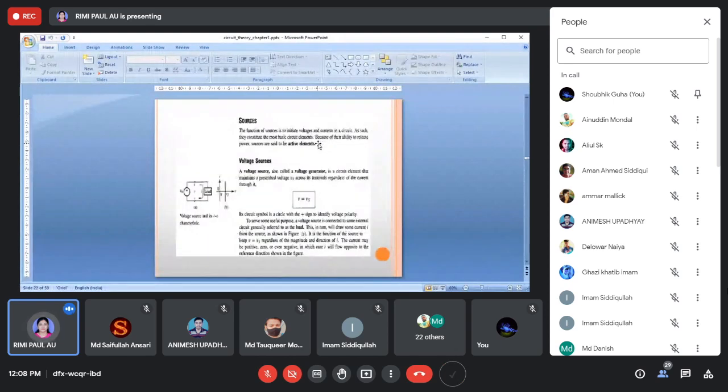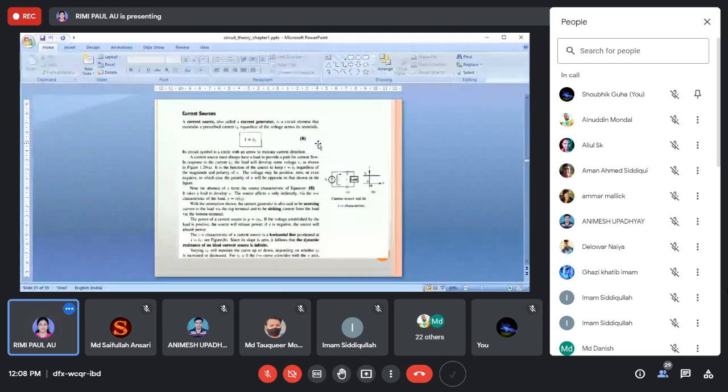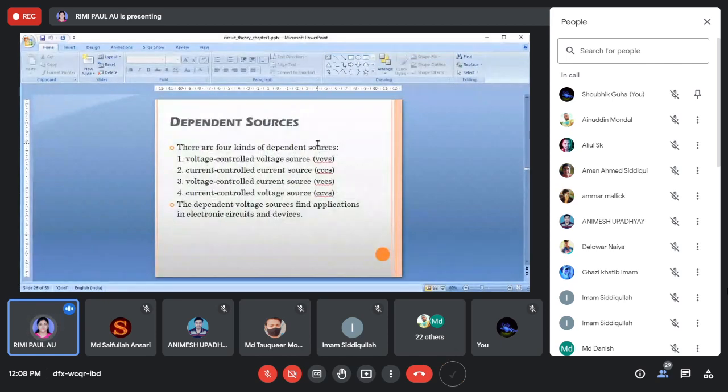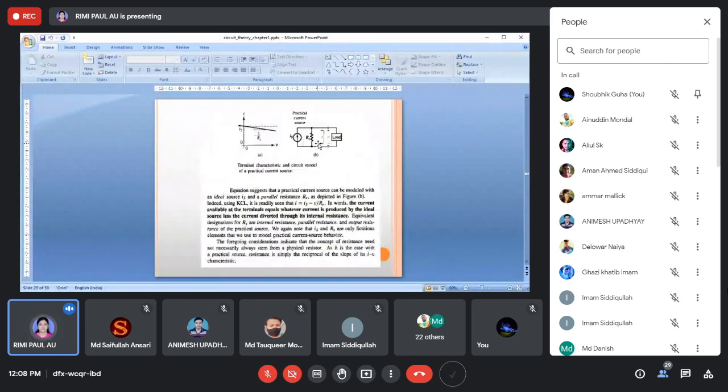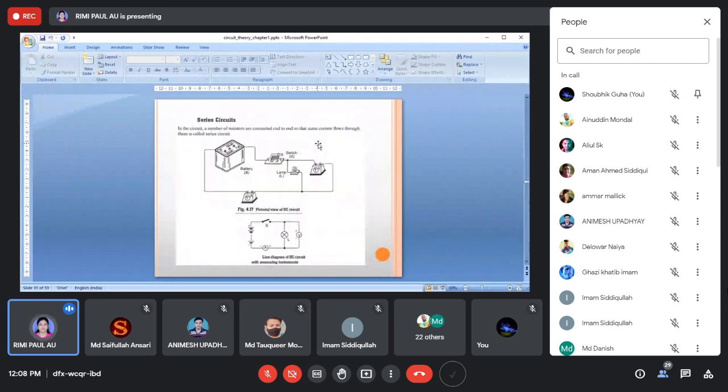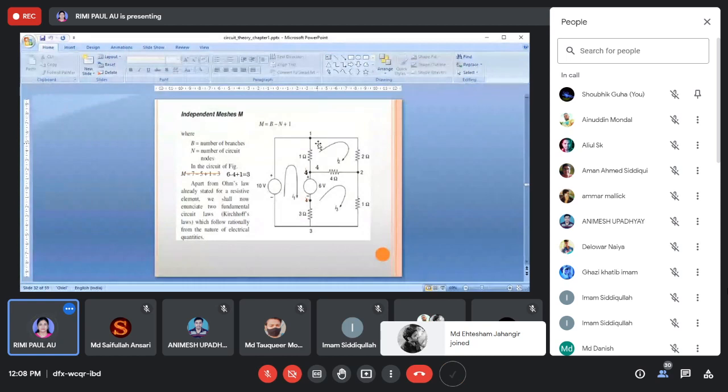So I already discussed the current source. Again, I will discuss some portion. This is a dependent source. Today I am not discussing the dependent source. Whenever I solve a problem with a dependent source, that day I'll discuss it. Now this is our main topic.